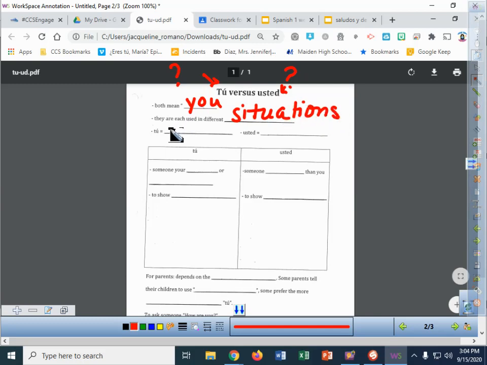Tú is informal. Please remember that accent on that tú. And usted is formal. Okay, so tú y usted, I have two columns and we are going to compare them.